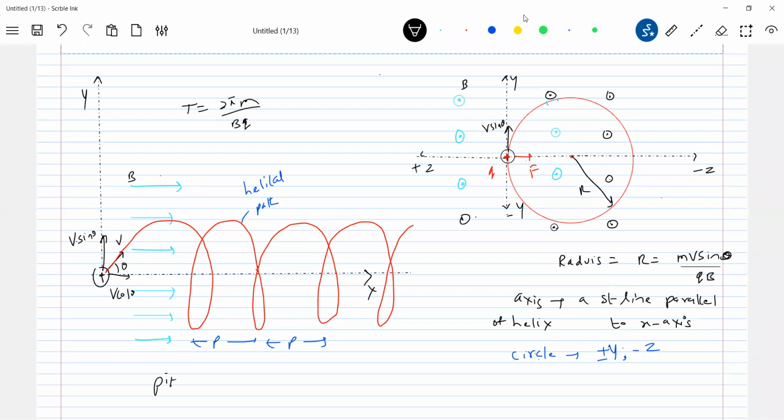Pitch P equals what we can write: v cos theta into T. So v cos theta times 2 pi m by qB. The pitch depends upon the speed. So if you increase the speed of projection, the pitch will also increase, and the pitch will remain constant. Now look, after one revolution, from t equal to 0, it will come and touch the x-axis, no? Will it touch at the same point? No, it will touch at different points.